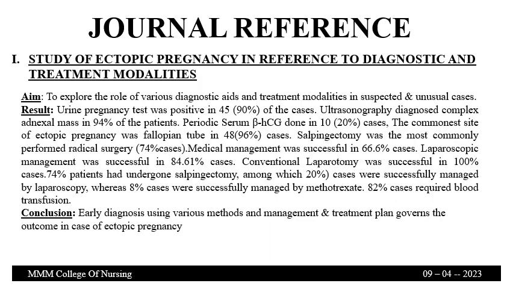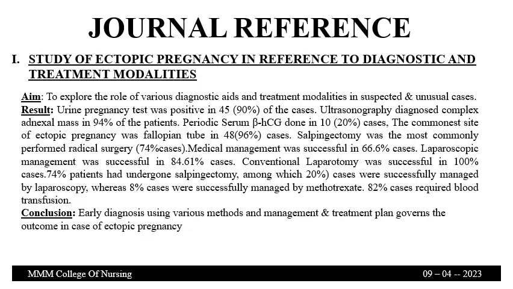So that is about the various types of ectopic pregnancy. First we saw about the tubal pregnancy. Then we saw about the interstitial pregnancy, then abdominal pregnancy, cervical pregnancy, ovarian pregnancy, and heterotopic pregnancy. The last, we are going to see one journal reference, that is a study of ectopic pregnancy. It refers to diagnostic and treatment modalities. They studied which diagnostic and treatment modalities are being used in the maximum number of cases.